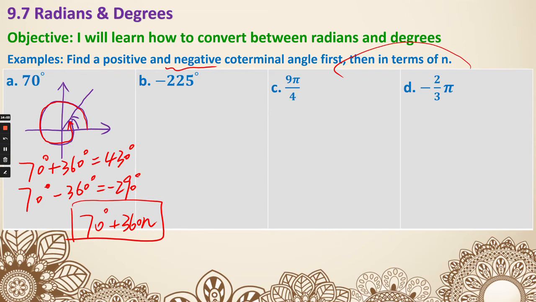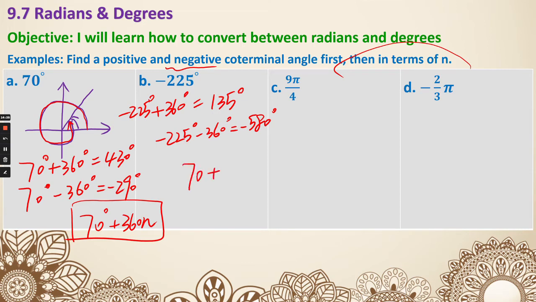Number 2, we're just adding 360. That's going to give me positive 135. That's a positive coterminal angle. Or I can subtract 360. That's going to give me negative 580. And if I want to represent it, that's got to be 30, not 70. That's got to be negative 225 plus 360n.